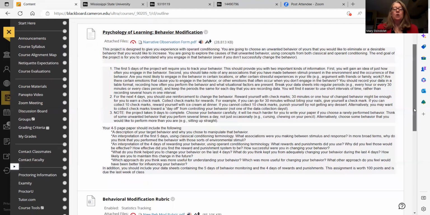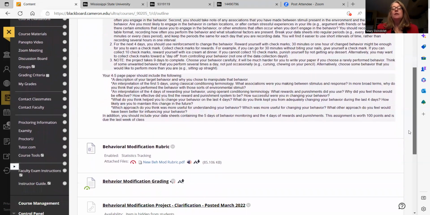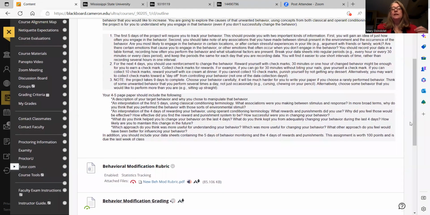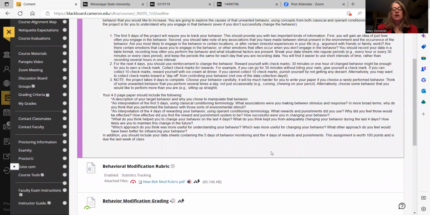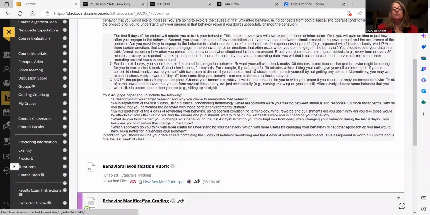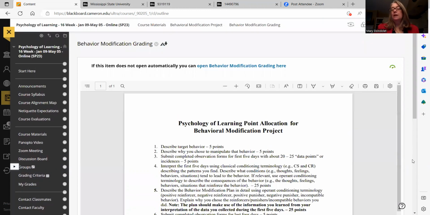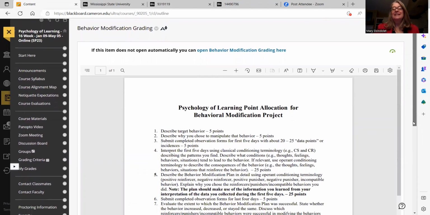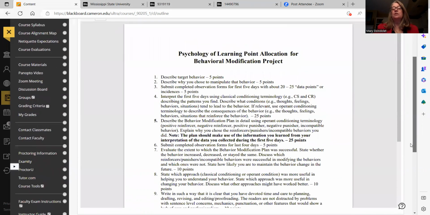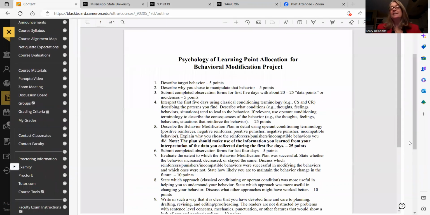Okay. So I think one way to really help when you're writing the paper is to look at the behavior modification grading form. If you look at this grading form here, you will be able to see exactly how many points are associated with each aspect of the paper. And I think that can be very, very useful.